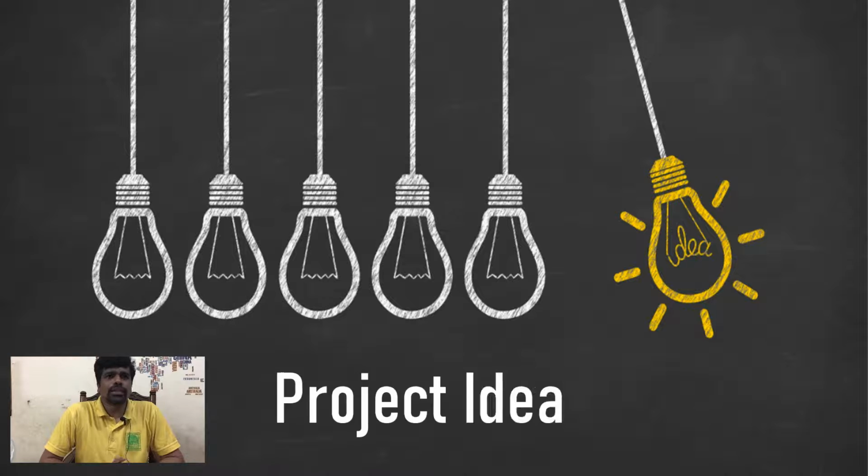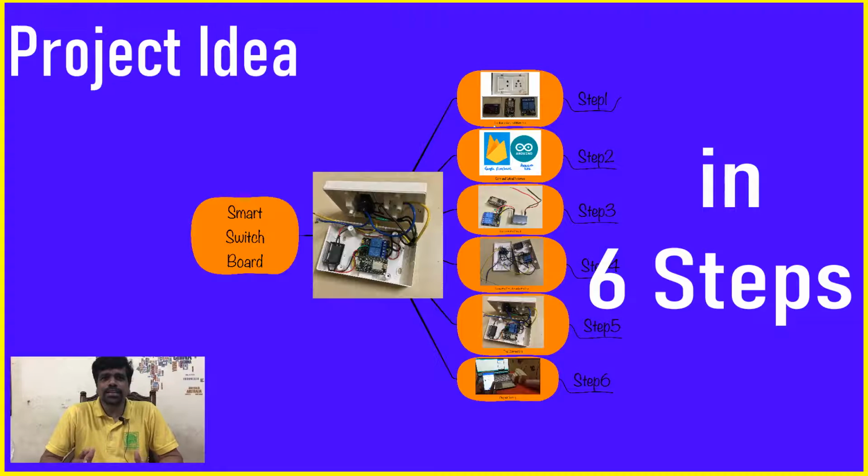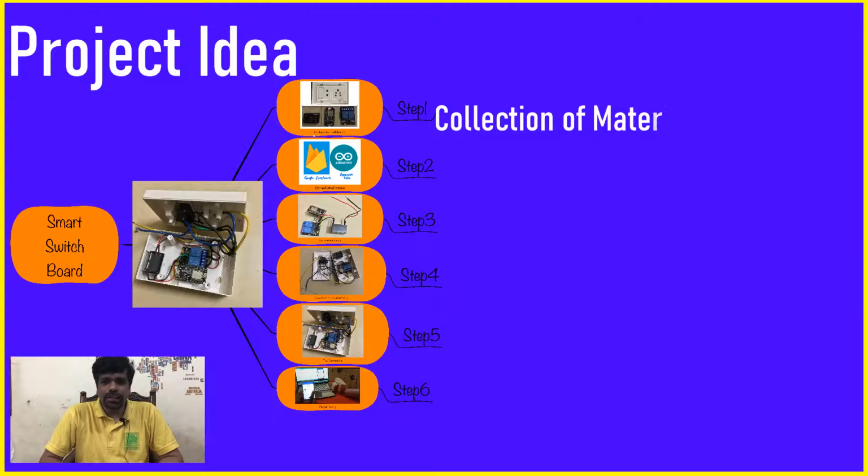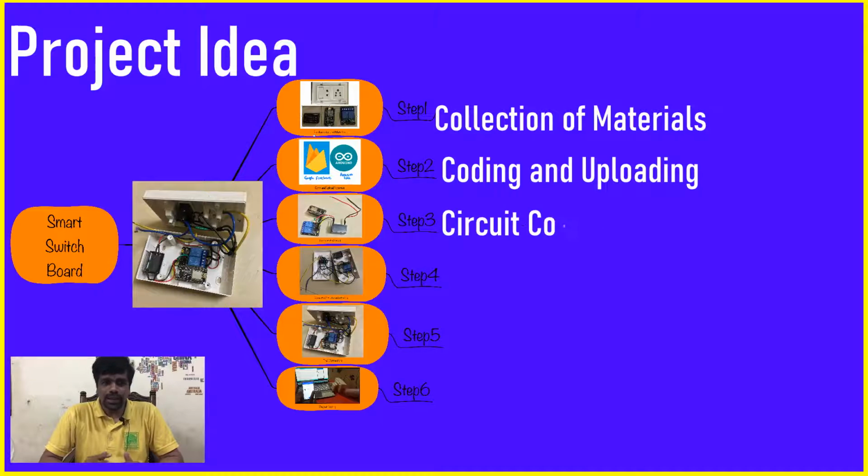Let us start with the idea behind this project, or the steps involved in this project. There are a total of 6 steps. In step 1, we will talk about the required materials for this project. In step 2, we will talk about the coding and uploading part. In step 3, I will focus on circuit connections.